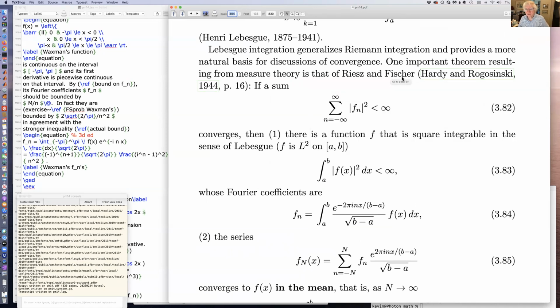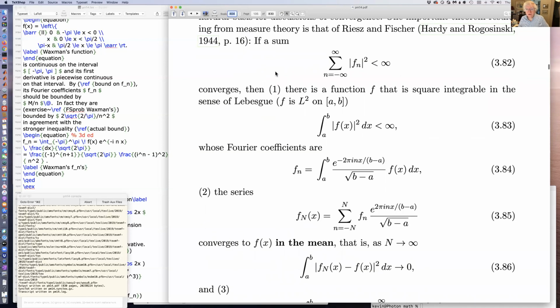Riesz and Fischer proved this theorem. So suppose that the Fourier coefficients converge. That is, the sum of the absolute value of the Fourier coefficients is finite. Then there's a function f that's square integrable, again in the sense of Lebesgue, which is a more natural definition of integration, but it's a bit of a long story. Maybe we'll have time to go back to it today, but let me go a little bit further now with the standard stuff.